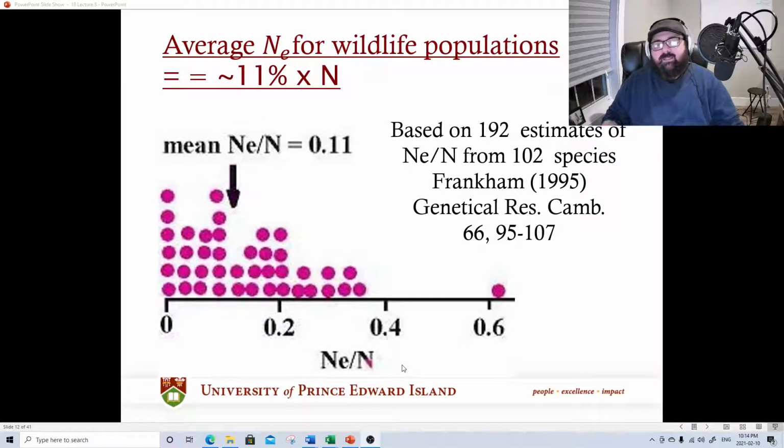And so they went out and did it. They went out and did it to 102 different species, 192 estimates, to see how big the effective size was compared to the census size. And the number they found is a little bit horrifying. The ratio of NE to N is about 0.11. What that means is the effective size is usually around 11% of the census size.